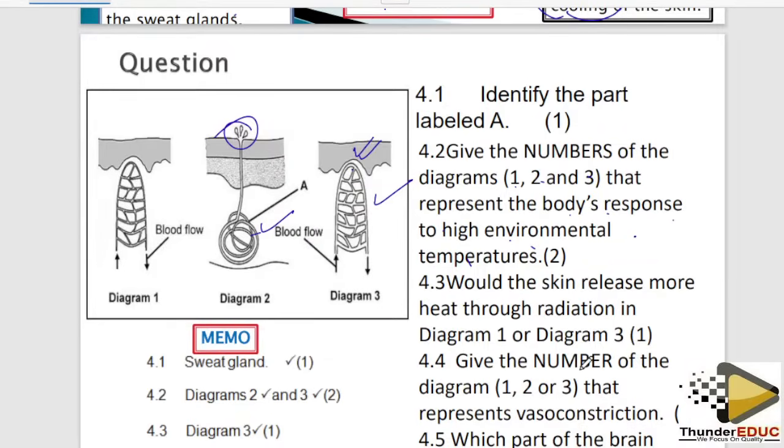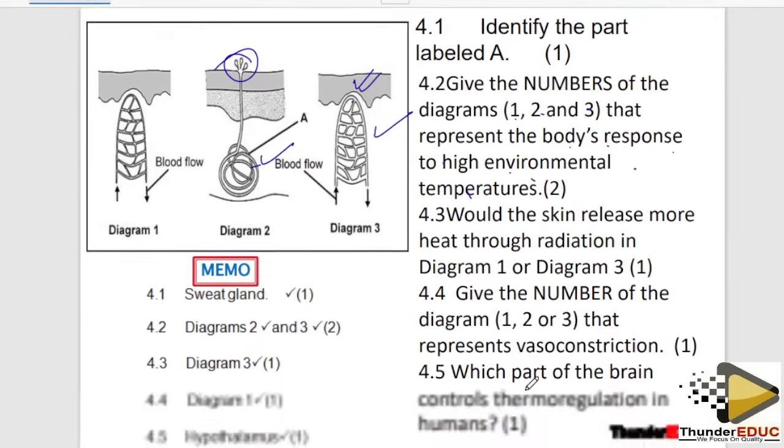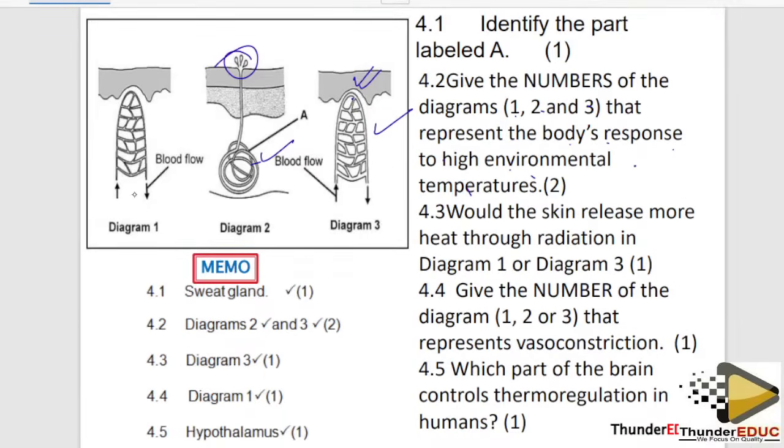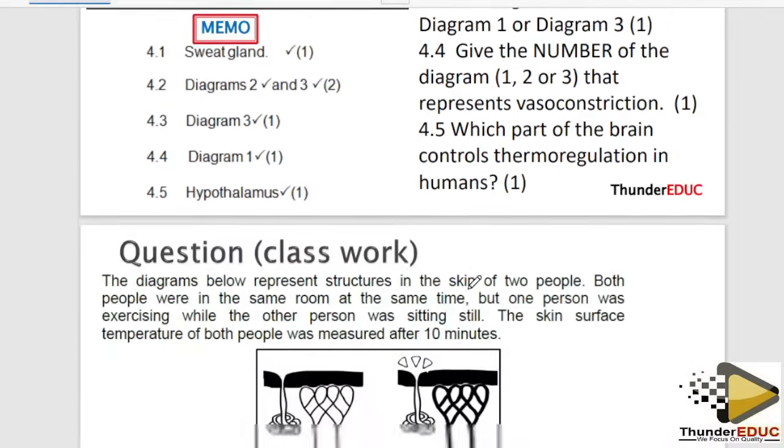Diagram 3. Give the number of the diagram 1, 2, 3 that represents vasoconstriction. Vasoconstriction is diagram 1. Why? Because the blood vessels are constricted, meaning that they are small, they are narrow. They're saying, which part of the brain controls thermoregulation? Hypothalamus. We have talked about it, and even I showed you about it.